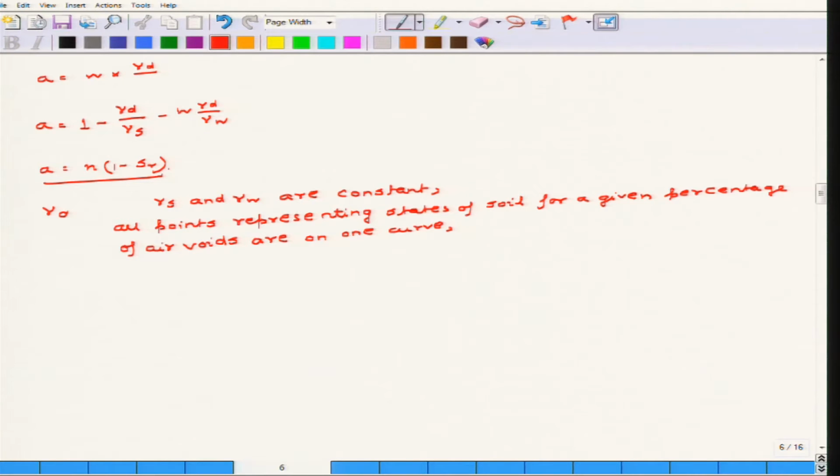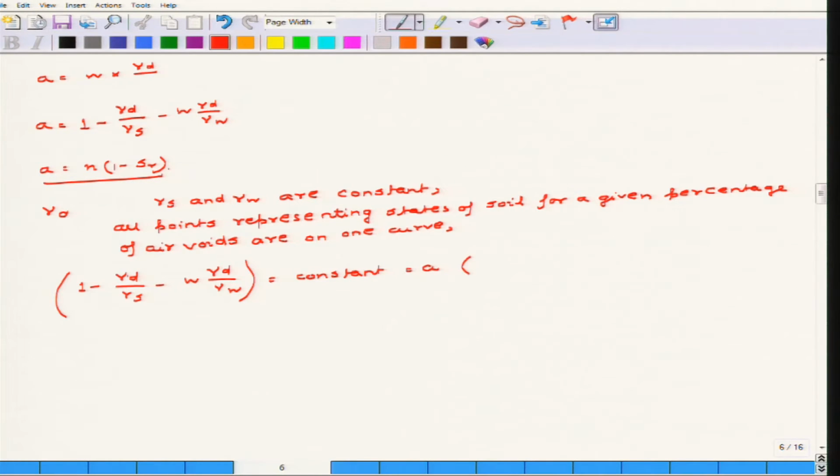Now, this curve is said to connect the points of equal degree of saturation. So, all these points, representing states of soil for a given percentage of air voids, are on a curve that connects equal degree of saturation. The equal degree of saturation curve has an equation given by 1 minus gamma D by gamma S minus W into gamma D by gamma W is equal to a constant, because the volume of air is considered to be constant in this case.